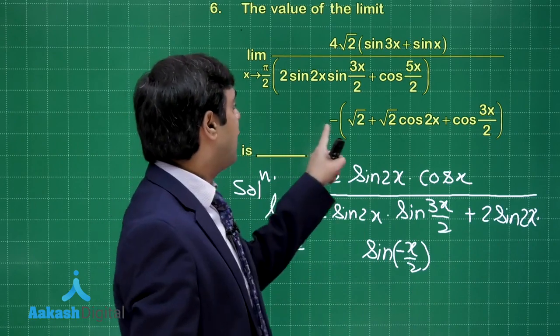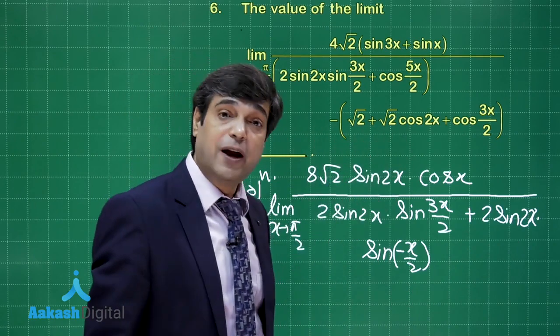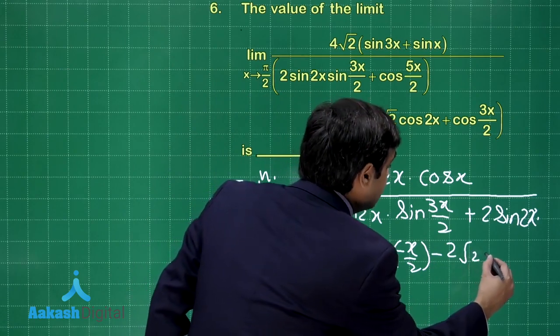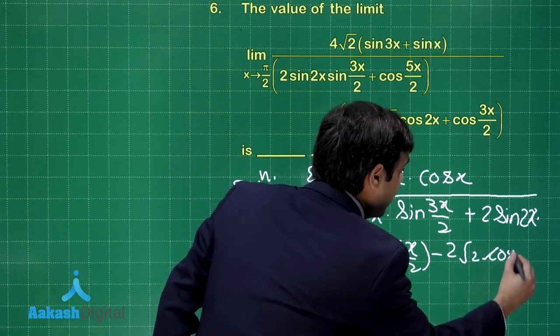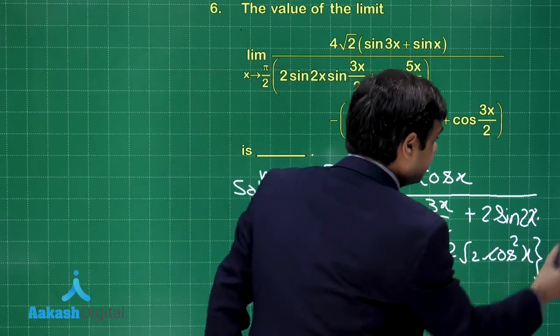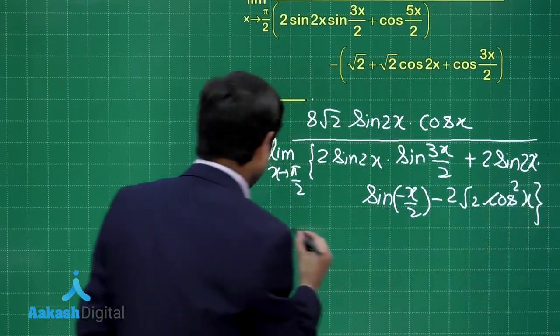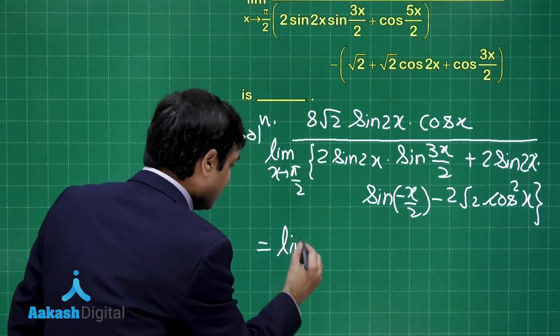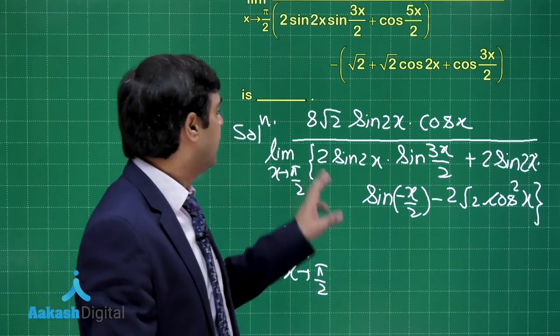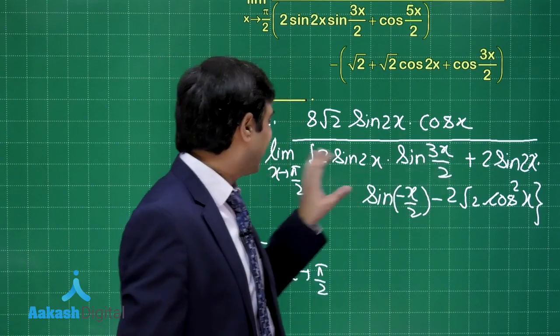Next, you have minus root 2 times 1 plus cos 2x, that is minus 2 root 2 cos square x. So this is all you have in the denominator. Just focus so that you can get the correct result over here. All right. Moving forward, we can check what can be cancelled.